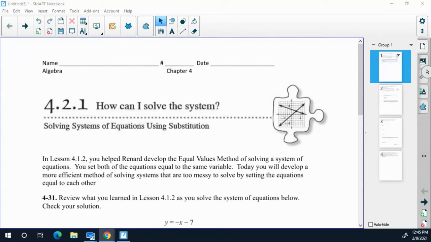Okay, so in 4.2.1, which I kept calling 4.2.1, 4.1.2, I did it again.